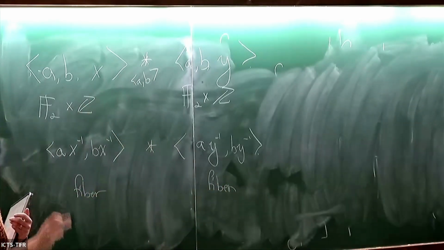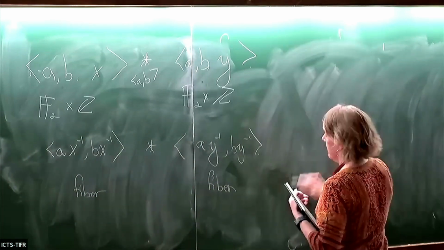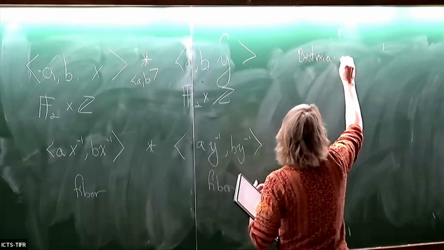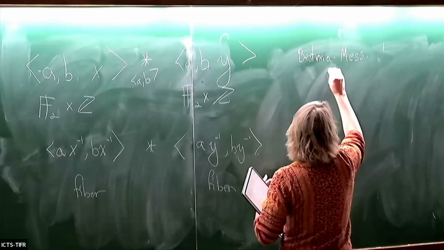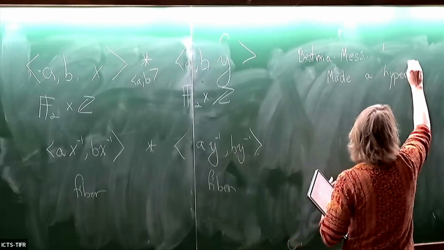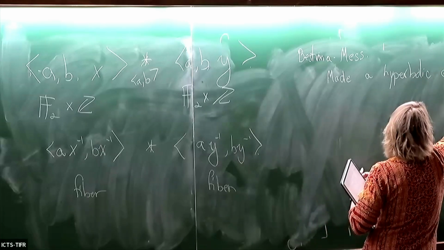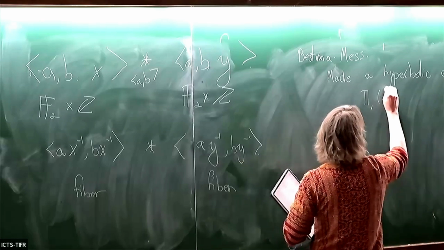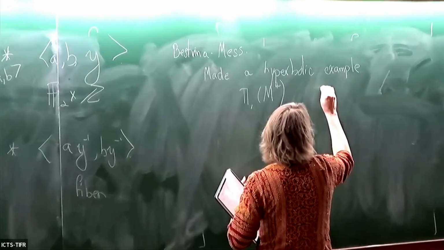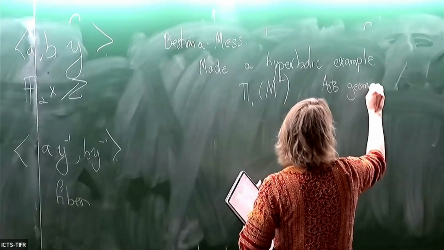This is not a hyperbolic group because it's a product. I didn't tell you, but whenever you have a Z plus Z, it's going to kill hyperbolicity. But Bestvina, Mess and others made a hyperbolic example. It's actually in H4: inside pi1 of a hyperbolic 4-manifold. You can make it in a group that acts geometrically on H4.